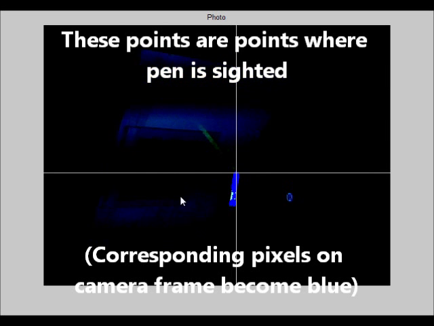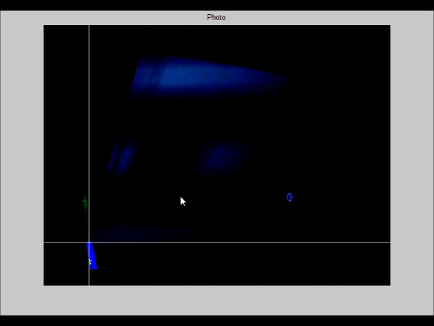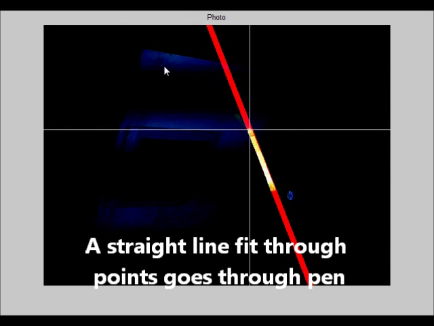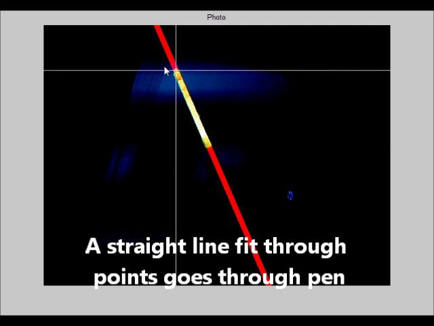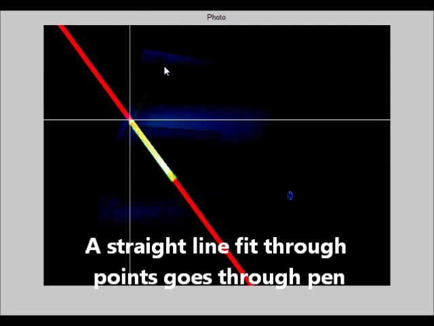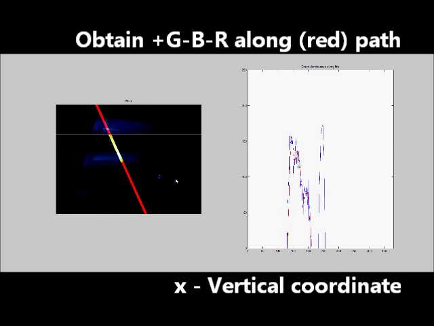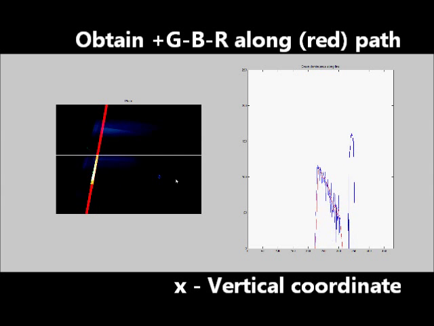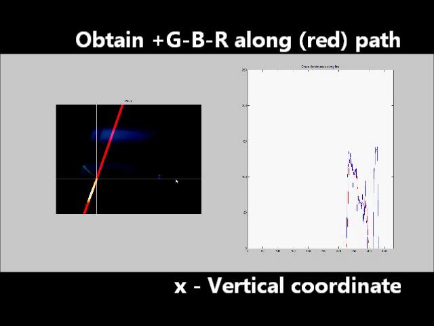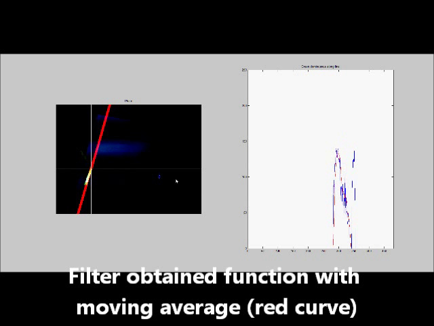Projecting the white points of the logic array onto the camera image shows that they represent pixels where the pen is sighted. So since all these points line the pen area, fitting a straight line through them should go along the pen from the start till the end of it. Then this path that you can see in red is used to create a vector which contains values for the green dominance along the line. The blue curve on the right is a plot of that vector.